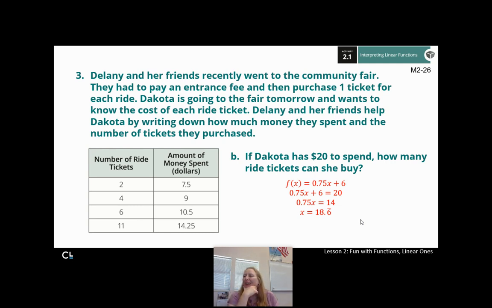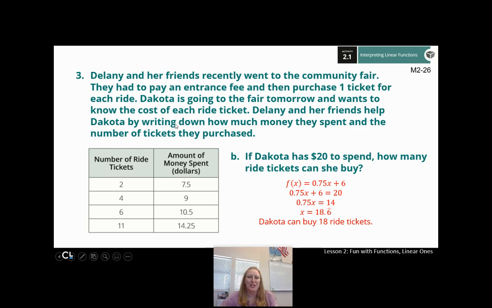But can Dakota buy 18.7 tickets? You either buy a ticket or you don't buy a ticket, right? You don't buy a piece of a ticket. That's not how it works. And $20 is her limit. She can't go over $20. So even though I got X equals 18.6, it doesn't make sense to buy a piece of a ticket. You either buy one or you don't. So I'm going to have to round down on this one and say Dakota can buy 18 ride tickets, because in this particular situation, that's what she can do.